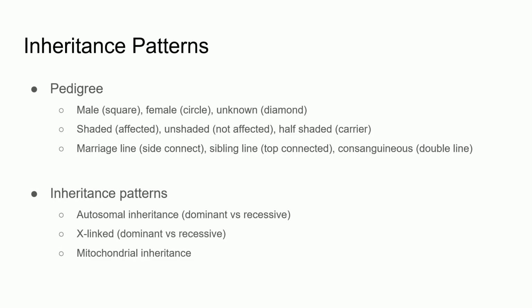Lastly, for mitochondrial inheritance, since mitochondria can only be inherited from mothers, this inheritance pattern will affect all offspring of a mother. The trait will terminate after an affected son, but continues in successive generations of an affected daughter. Now let's look at some examples.